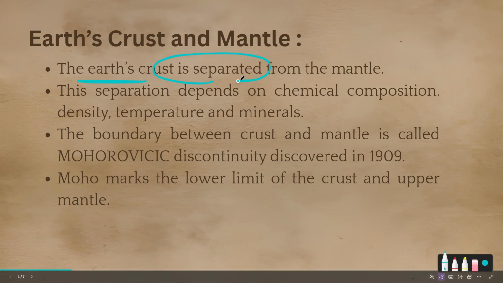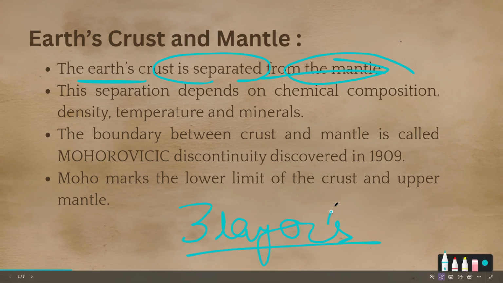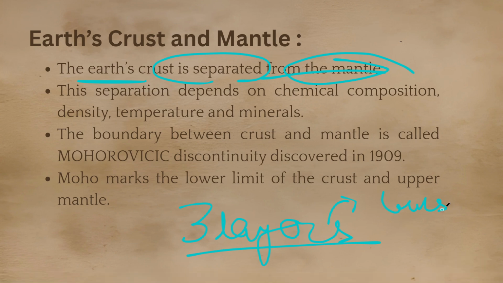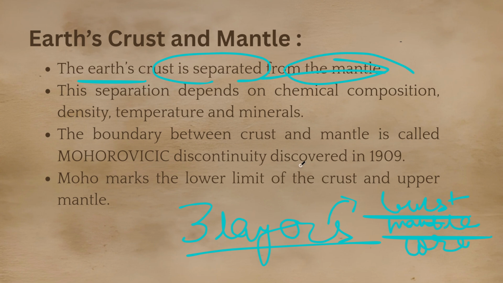So the Earth's crust is separated from the mantle. We have three layers in the Earth's internal structure, that is crust, mantle, and core. These are all divided and separated. How? Because of the discontinuity that we have covered earlier. I will explain it here as well, so don't worry.